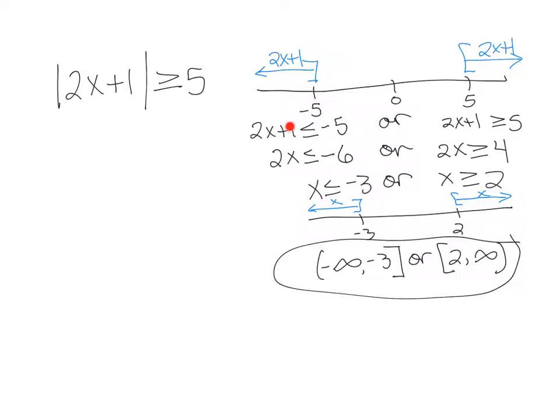So I'm going to subtract the 1, that leaves me with the 2x, and it makes that a -6, divide away the 2, and I get that my x has to be to the left of -3 or equal on the number line, which gives me minus infinity to -3. Or I subtract the 1 here and get 4, I divide away the 2, and I get x is greater than or to the right of 2 or exactly equal to. And there is my interval notation answer.